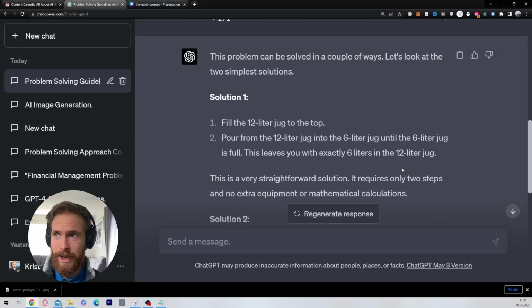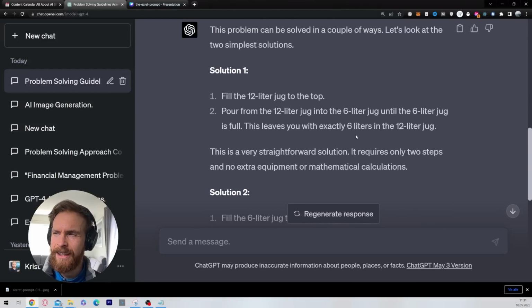Let's take a look here. So you can kind of see straight away, we get this weird solution, right? If you're a human and you look at this problem, everyone knows, just put 6 liters in the 6 liter mug, right? But GPT-4 has some issues with this. We're going to see if we can try to solve this by using the prompts I'm going to show you in this video. So the first solution it comes up with is fill the 12 liter jug to the top, pour from the 12 liter jug into the 6 liter jug until the 6 liter jug is full. This leaves you with exactly 6 liters in the 12 liter jug.